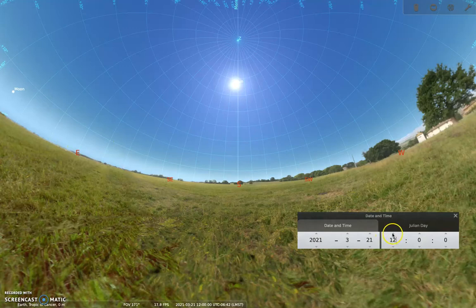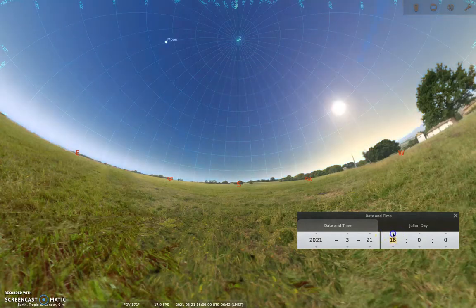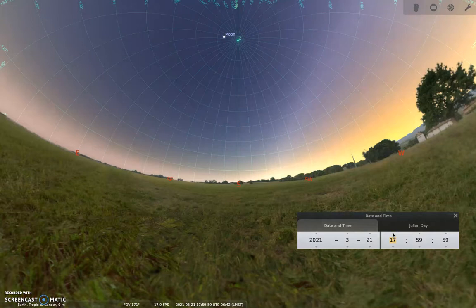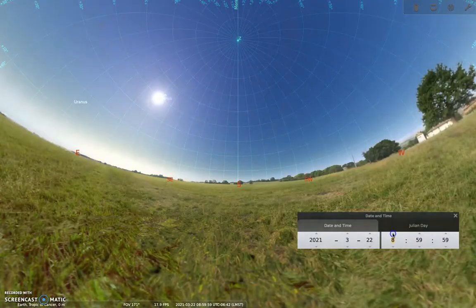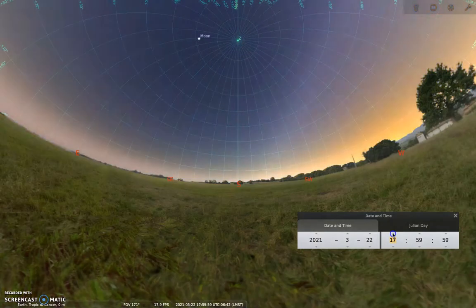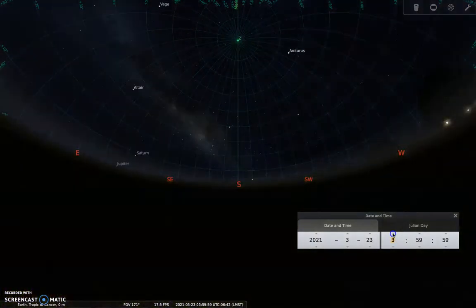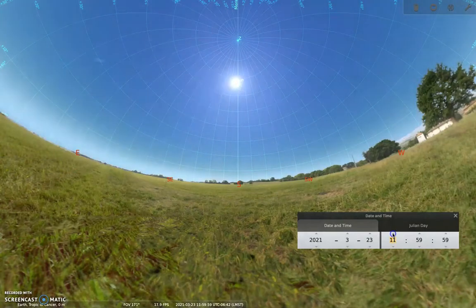Okay. So let's keep going and notice that it sets pretty close to due west. And again, it comes around, does basically the same thing. So internalize this path of the sun right there.